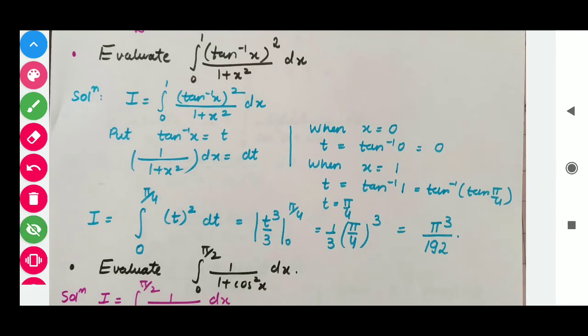evaluate the integral of (tan inverse x) whole square divided by 1 plus x square, and here the limits are 0 to 1. So students, here you can clearly observe that by putting tan inverse x equals t, we get 1 over 1 plus x square dx. So we put tan inverse x equals t, its derivative 1 over 1 plus x square dx equals dt. Now students, change the limits.